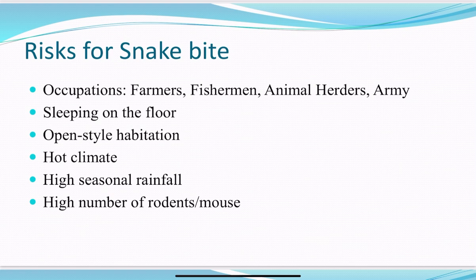Some risk factors for snake bite include occupation like farmers, fishermen, animal herders and army, sleeping on the floor, open style habitation, hot climate, high seasonal rainfall and high number of rodents or mice around your house.